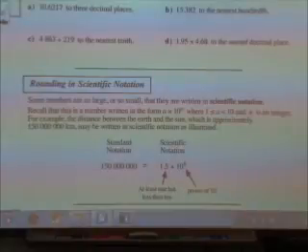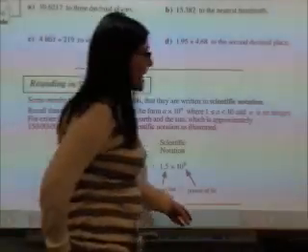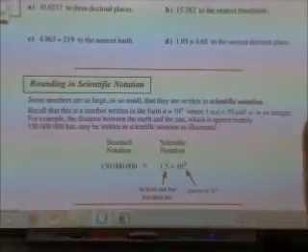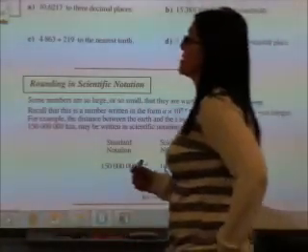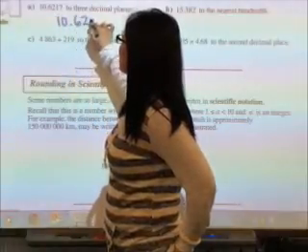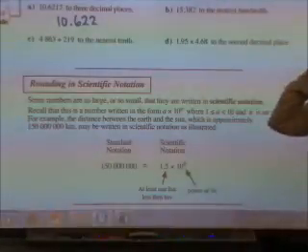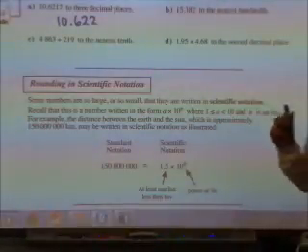So what I want you guys to do is, if you look at class example number 2, it says use a graphing calculator to round off where indicated. Let's just round them. If I take 10.6217 and I round it to 3 decimal places, what will I get? 10.622.